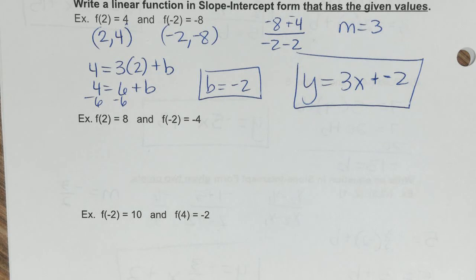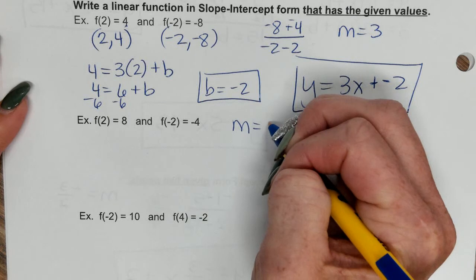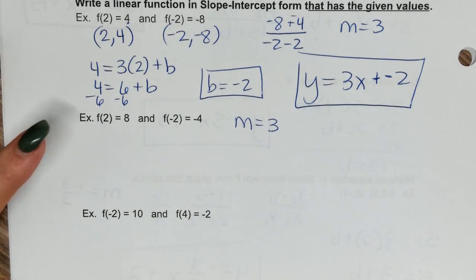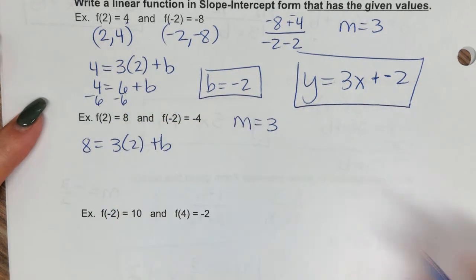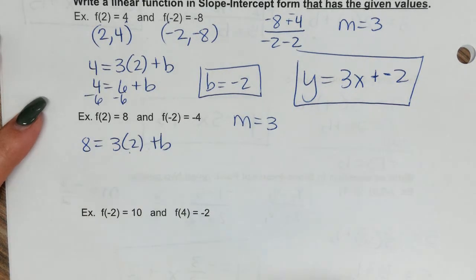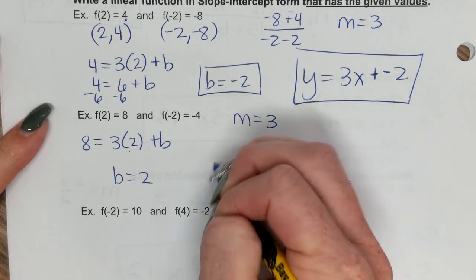How many were questioning if it was right or wrong because it was too similar to the last answer? No? Y'all were good? All right, so what was your slope? 3. And which coordinate did you use? All right, so you had 8 equals 3 times 2 plus b. That's going to be 6. You're going to subtract, 8 minus 6 is 2, so b is 2. Y equals?